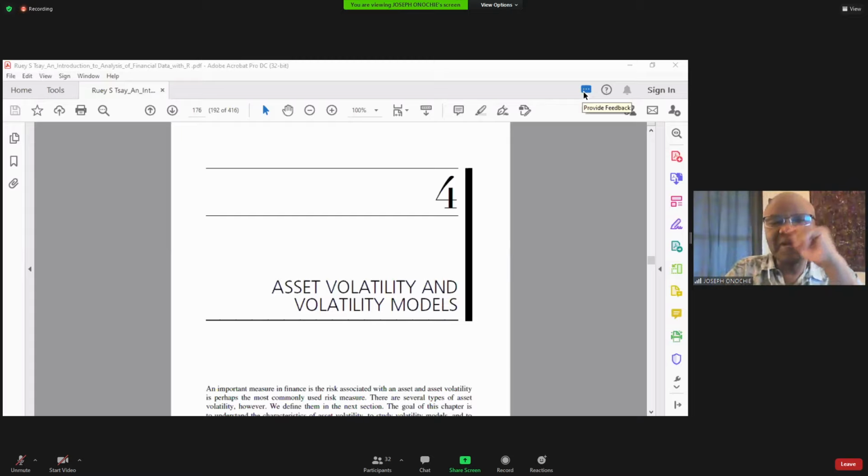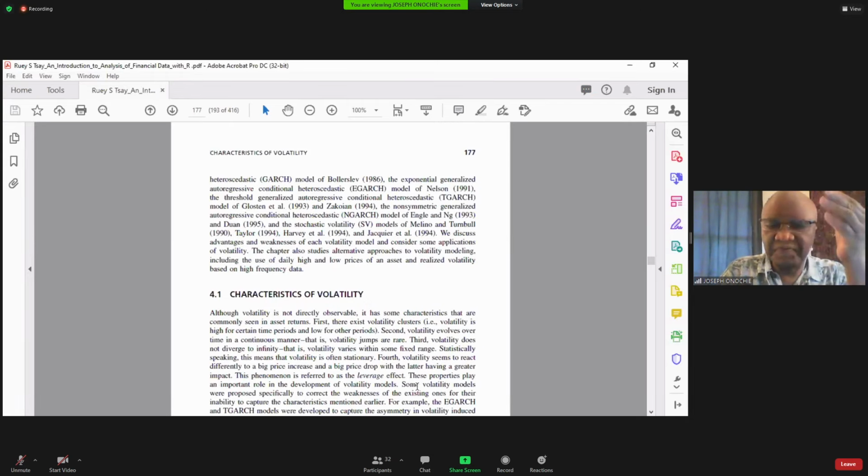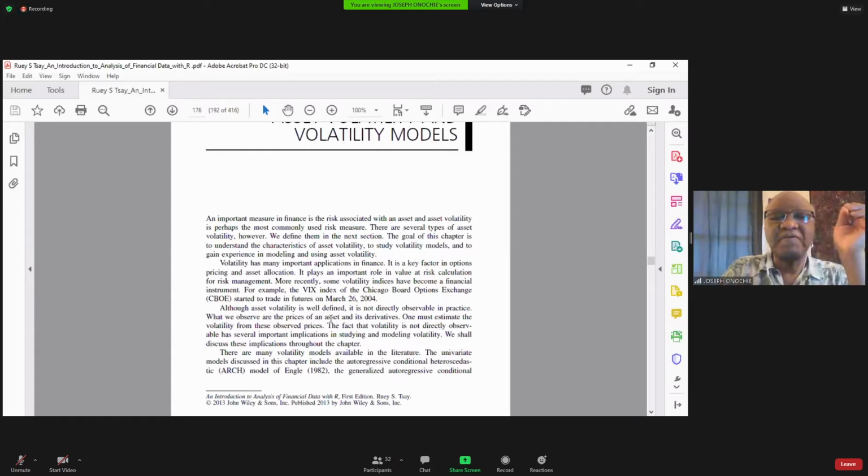Okay, all right. So in this class, for chapter 4, we are going to be using variance and standard deviation as measures of volatility. That's why I'm bringing up this first page, because for the final exam, I'm going to take questions from what you read from these first few pages. Look at the second line. There are several types of asset volatility.